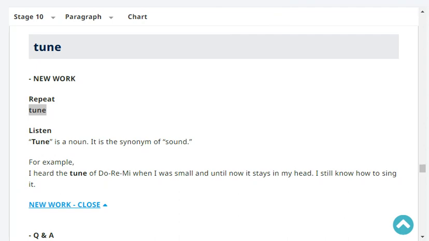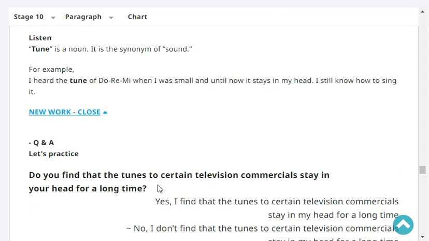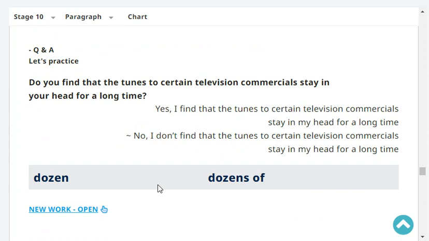Okay, let's practice. Do you find that the tunes to certain television commercials stay in your head for a long time? Yes or no? No, I don't find that the tunes to certain television commercials stay in my head for a long time. Very good.